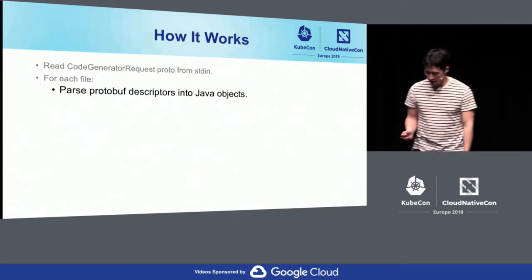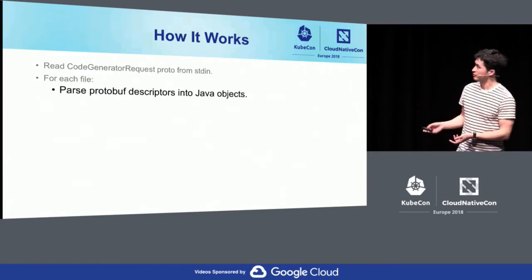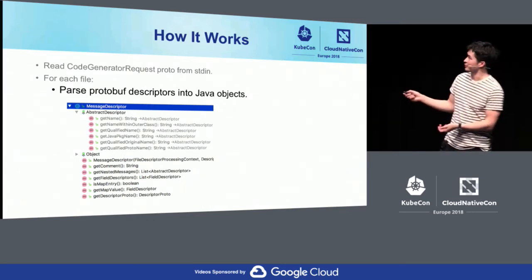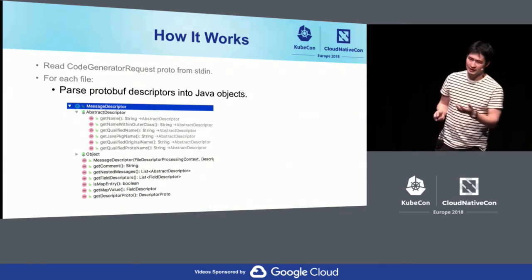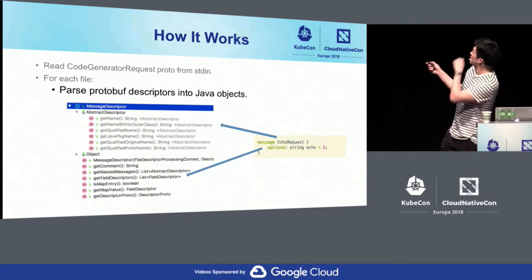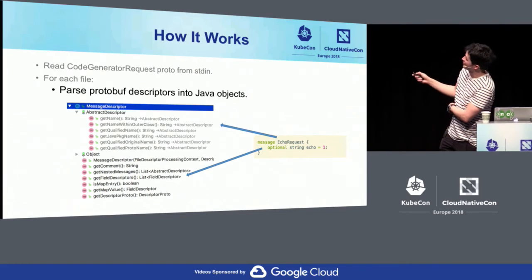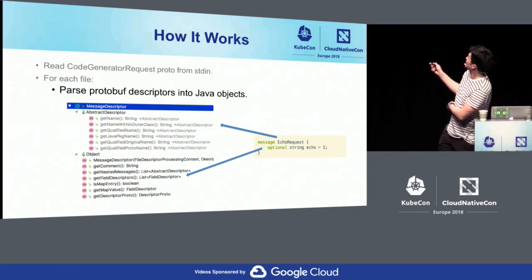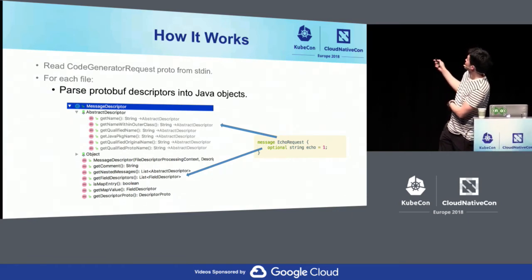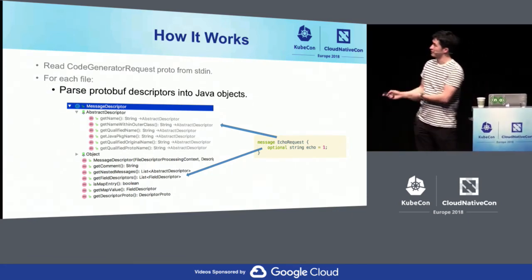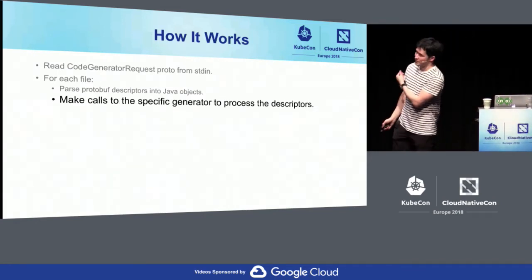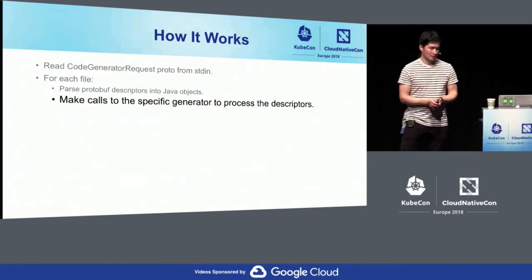So we read that in, and then for each file, we parse the descriptors and we create Java objects out of them. This is just a snapshot from the IDE, but the Java objects contain some helper methods to get information about the field. So for example, the echo request would be represented by a message descriptor, and then there would be a list of field descriptors that you can get from it, and that's where you'd find a field descriptor for the echo field.